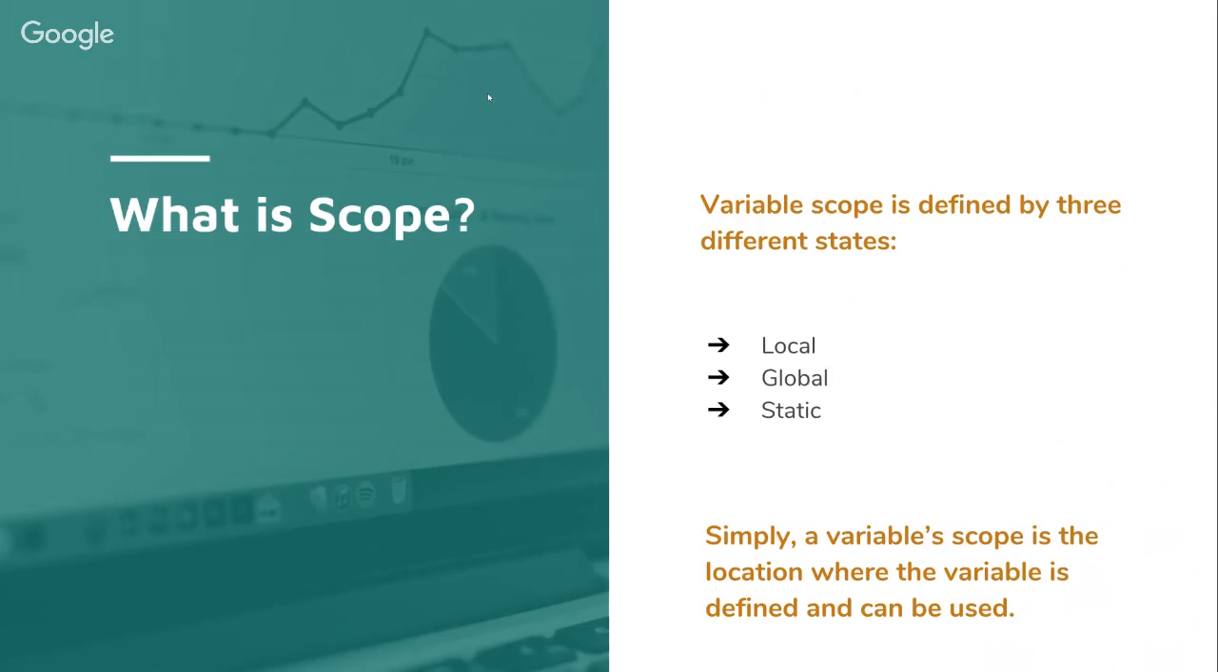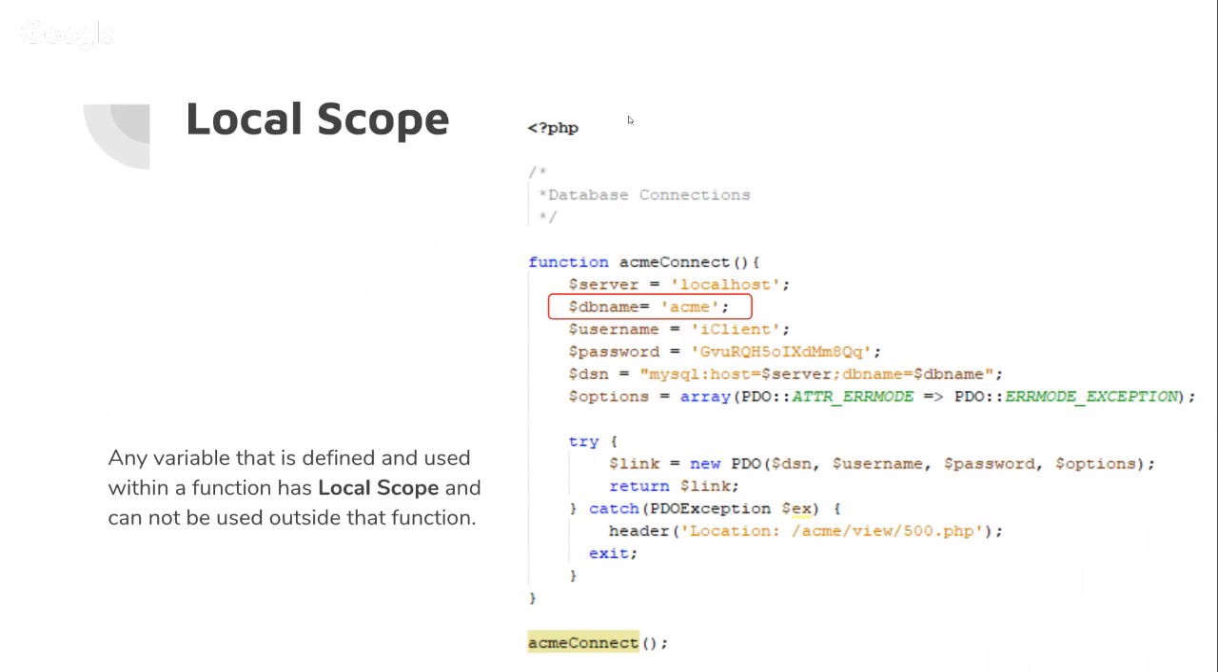So what is scope? We have three different states of variable scopes, and we'll go through each one of these in detail, but the first is local, global, and static. Simply put, a variable scope is the location where the variable is defined and can be used. So first off, we have local scope.